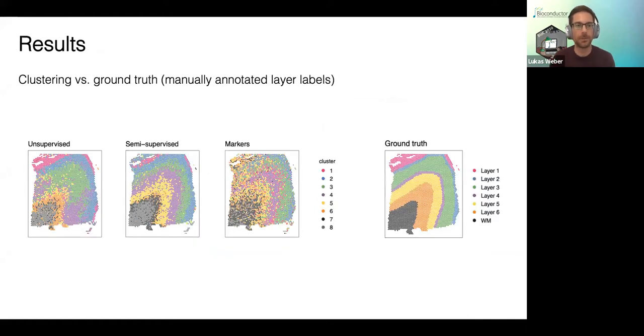And this is showing some of the results. We did several styles of data-driven analyses, including the completely unsupervised, which is on the left, doing clustering on the spatially variable genes. We also did a semi-supervised analysis workflow where we used genes from the manual annotation. And separately, we also used known marker genes from the literature as a baseline comparison, and compared this against the ground truth. So this is showing those 6 layers of the cortex and the white matter below.